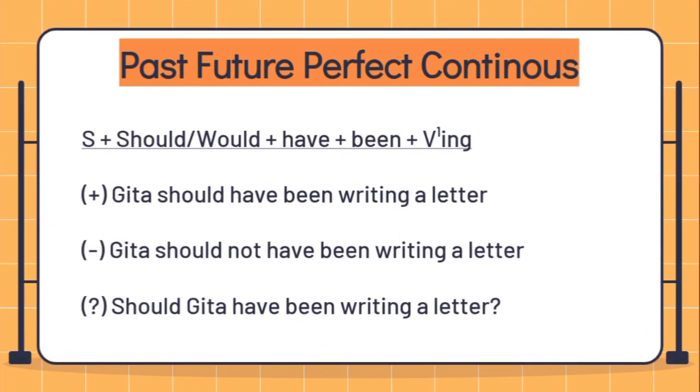Past future perfect continuous. Gita should have been writing a letter. Gita should not have been writing a letter. Should Gita have been writing a letter?